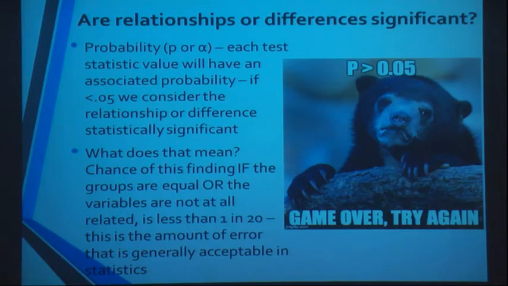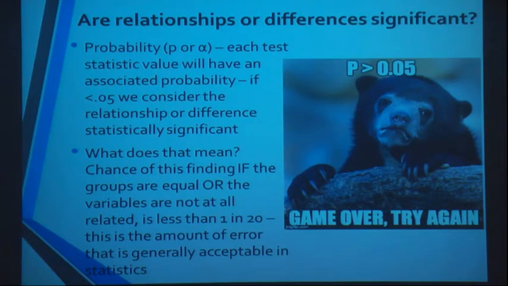So you do this on a computer. The computer spits out a T value, and it spits out a P value. If the P is less than 0.05, we consider the relationship or difference statistically significant. Everybody's pretty familiar with that general rule, right? So what does that mean?